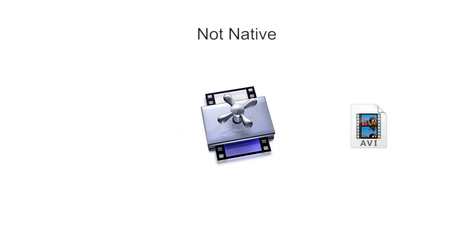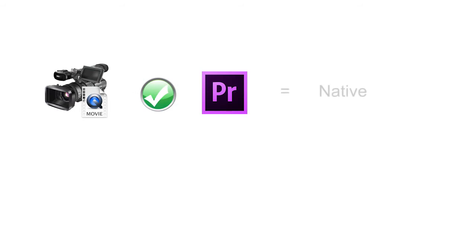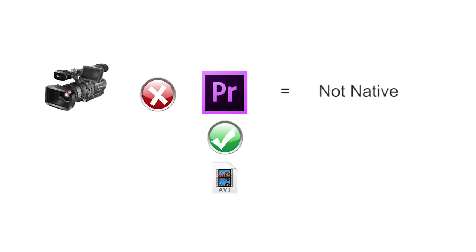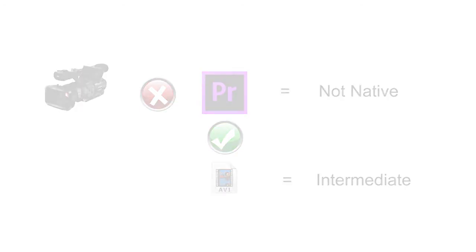So what is this all about? Your editing software contains many codecs. If your video file from your camera is supported by your software, then you have a native video file. If it's not supported by Premiere or any other editing software, you will first need to convert your video file into a codec that your editing software can read and work with. In other words, you are using an intermediate codec.